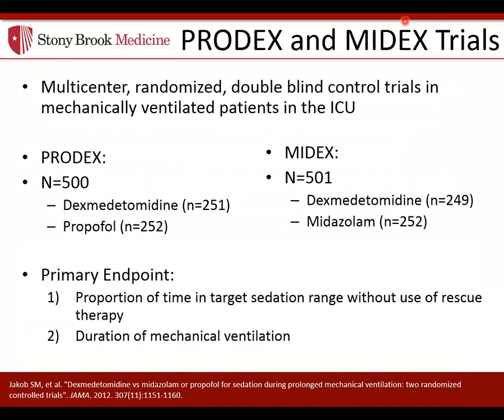So these are two parallel multi-center randomized double-control trials in mechanically ventilated patients in the ICU. And they were randomized 1-to-1 to dexmedetomidine and propofol, and dexmedetomidine and midazolam. And the primary endpoint that was assessed was the proportion of time in target sedation range without rescue therapy and the duration of mechanical ventilation.